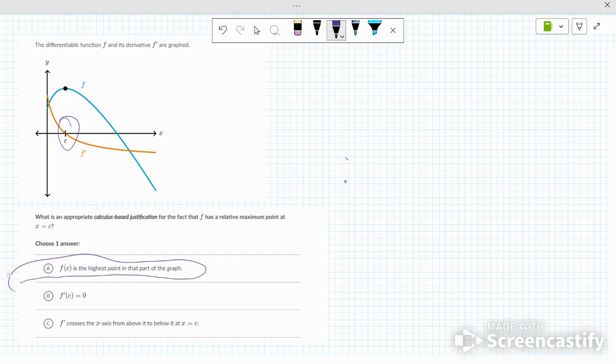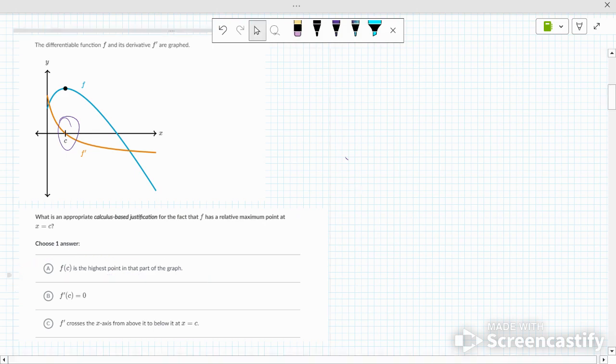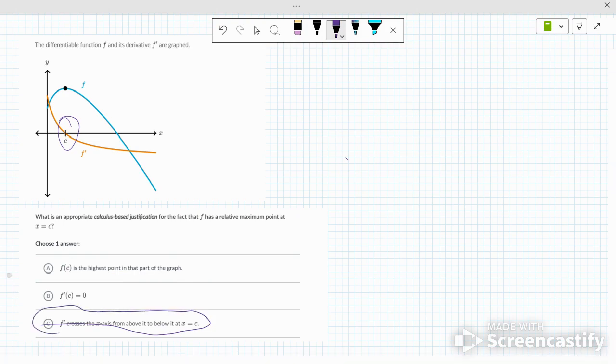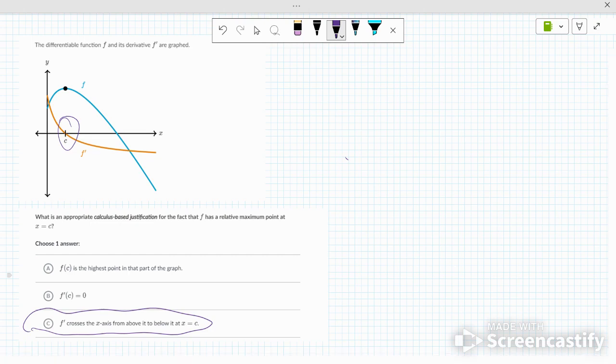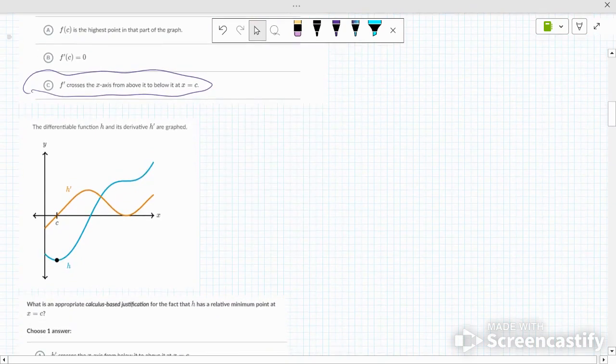What's the appropriate calculus-based justification that it has a maximum point at C? Oh, the first derivative crosses the axis from above to below at x equals C. That would actually be the correct calculus definition of that. Even though those other two answers are correct answers for what's going on there, the best calculus-based definition would be that.